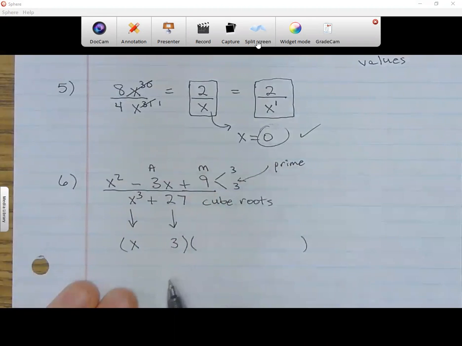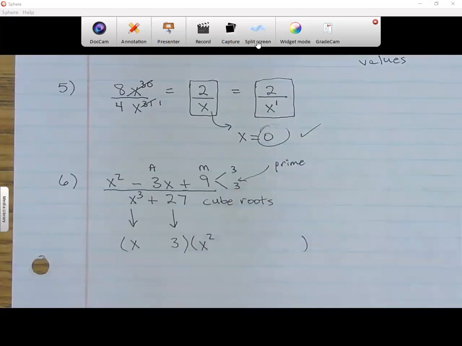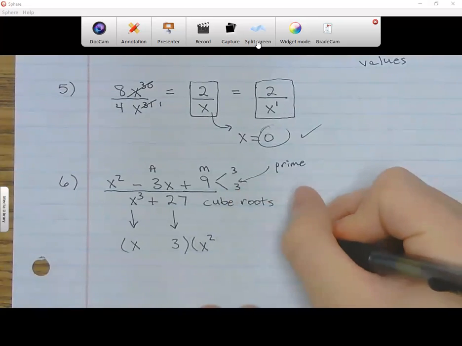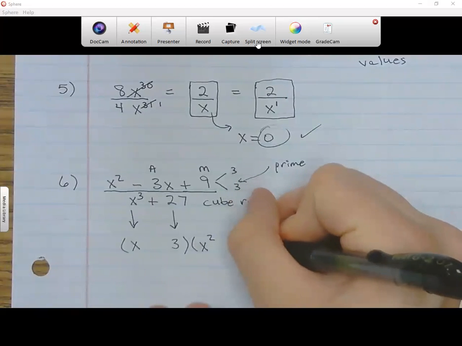So what happens if I square x? You get x squared, right? What happens if I square the 3? You get 9. And then the last thing I do is I multiply my two parts together. So 3 times x, that's going to give me 3x.